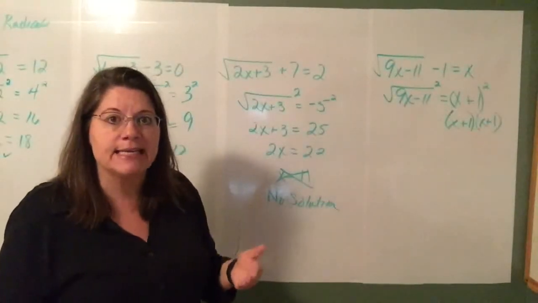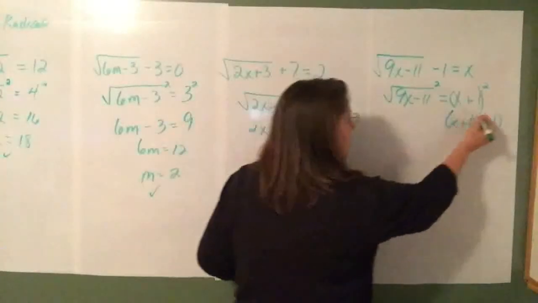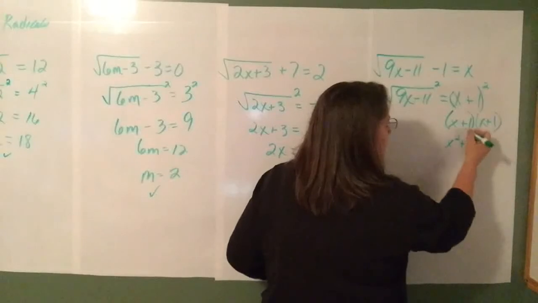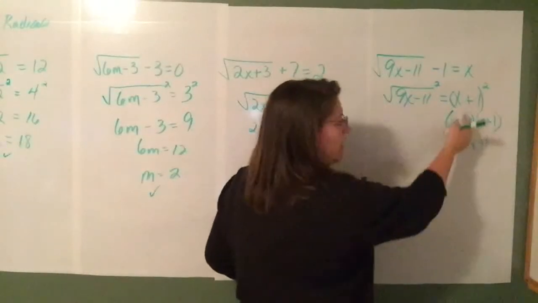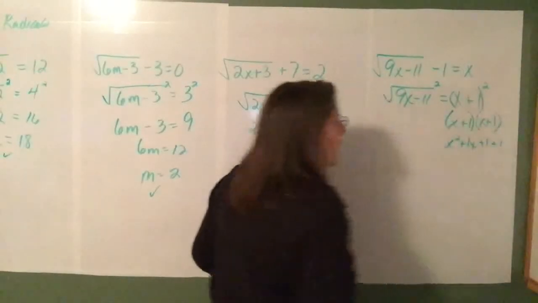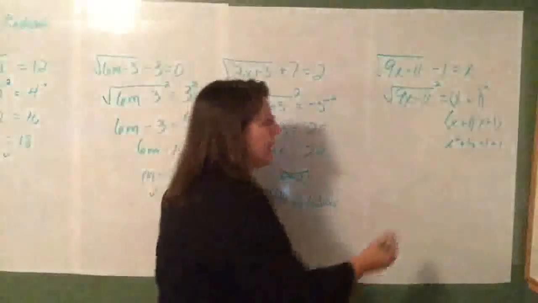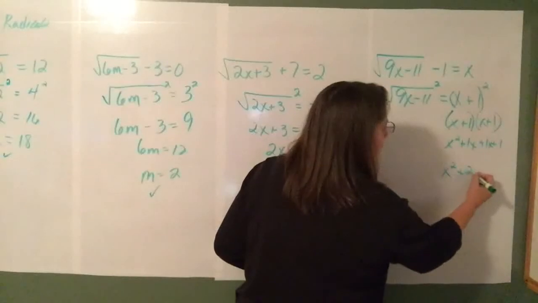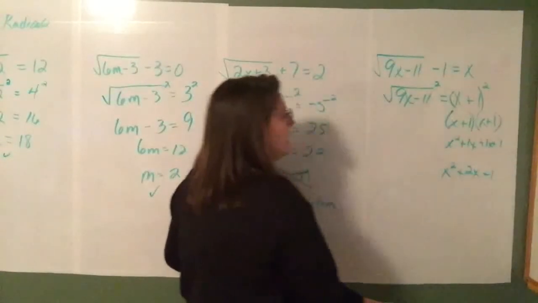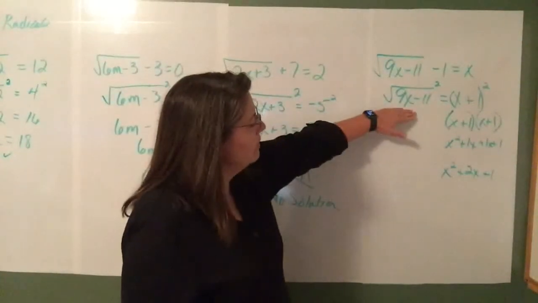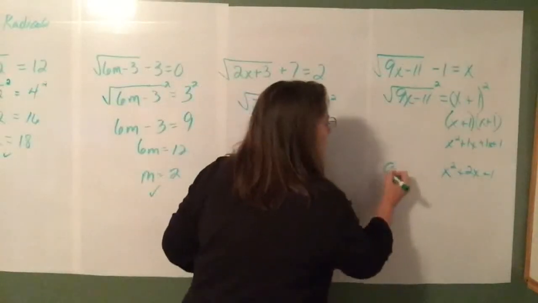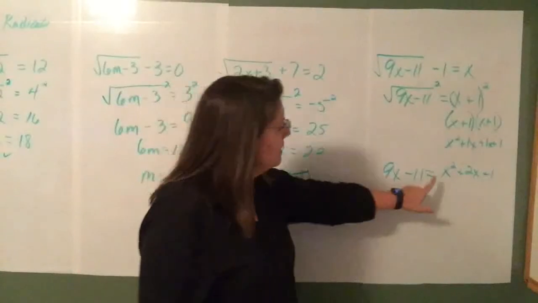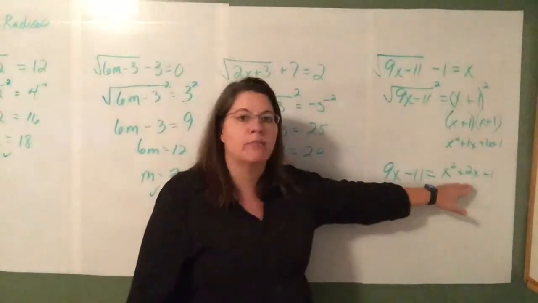First, outside, inside, last. So the first terms, x times x is x squared. The outside terms give me 1x. The inside terms give me 1x. And the last terms give me 1 when I multiply. So if I add my like terms, I end up with x squared plus 2x plus 1. And then if I square the radical, I end up with 9x minus 11. So I have 9x minus 11 equals x squared plus 2x plus 1.